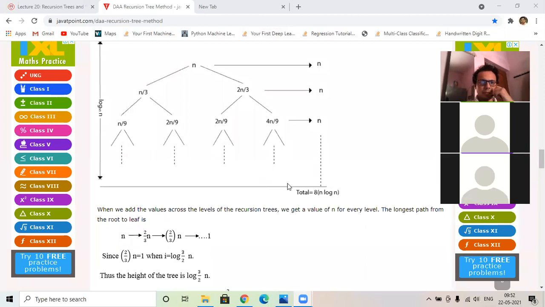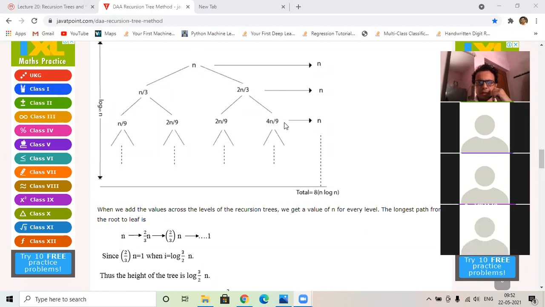Yes, sir. So here, have you understood why it is coming n by 9, 2n by 9, 2n by 9, and the 4n by 9? Have you understood? Yes or no? Yes, sir. So you sum up each level, it will come n.